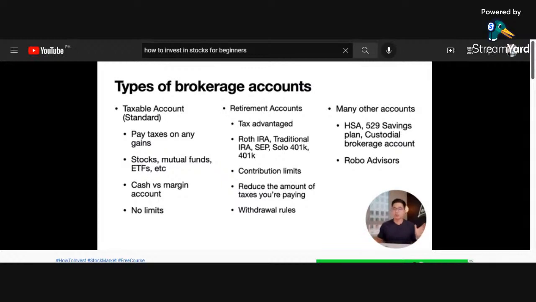There are some contribution limits to these types of accounts, so you can't put unlimited funds into them. And there are definitely some withdrawal rules which make these a little bit more complicated. But for most people, they're going to have both a standard taxable account as well as a type of retirement account. And we won't go into too much of these in detail, but you also have your health savings account, you have your 529 savings plan, you have your custodial brokerage account if you're under the age of 18 but still want to invest, and you have Robo Advisors, and we'll talk more about those later on, but that's also another great way to invest your money.